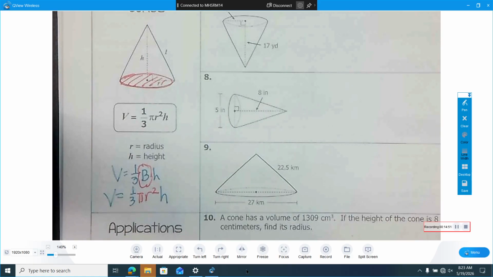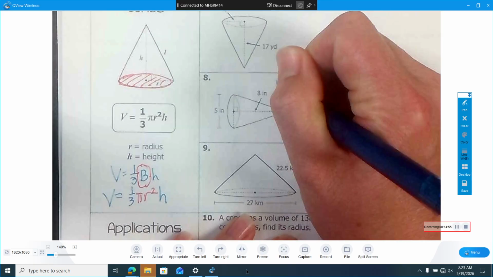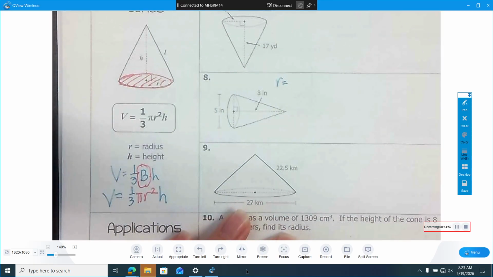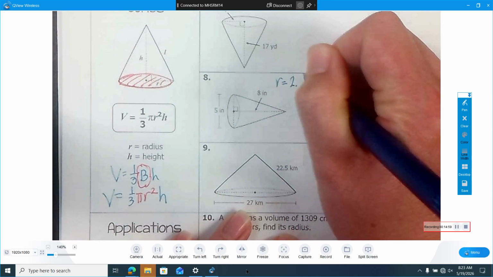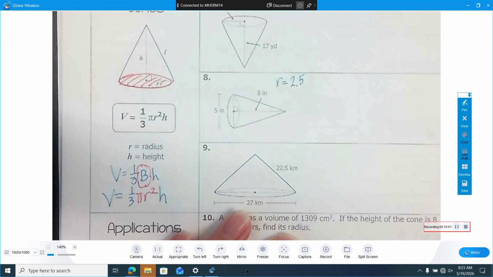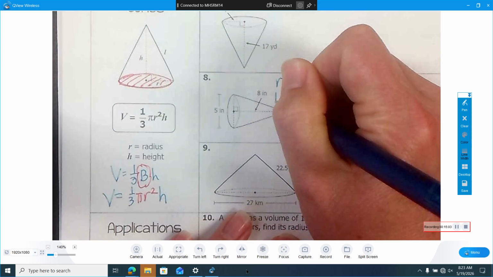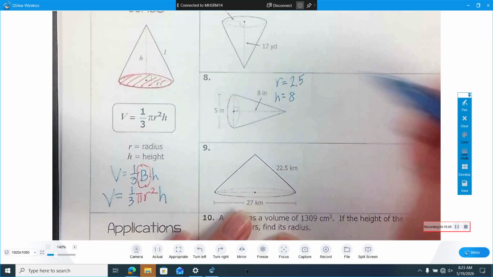This one's very nice. Let's start with number 8. What is the radius on number 8? 2.5, half of 5. Very good. And what is the height? 8. The height of the cone is 8.